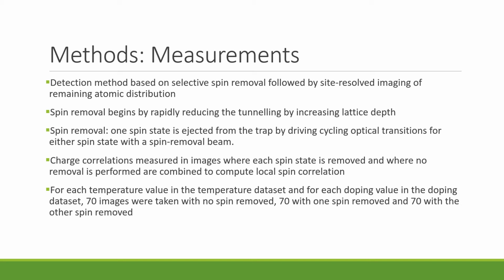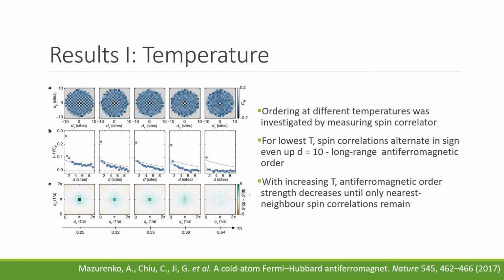For each temperature value in the temperature dataset and for each doping value in the doping dataset, 70 images were taken with no spin removed, 70 with one, and 70 with the other. So we've got a comprehensive set of data from which we can compute the spin correlation. Now we're just going to move on to the results of the investigation.